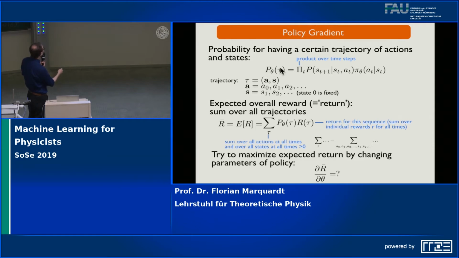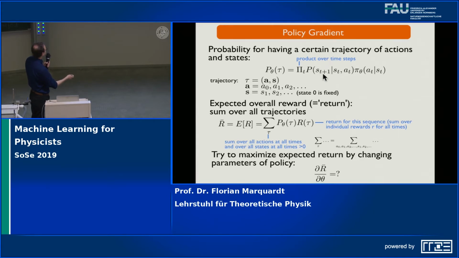So P of tau is supposed to be the probability to observe one particular trajectory, so the probability to observe one particular movie, so to speak. And it's not difficult to calculate. I just have to multiply all the probabilities of the various steps. So maybe the state that I start in is already fixed. Then the next step to take is to evaluate the policy and to ask, okay, what's the probability to take a certain action? And then given this action and also given the current state, what's the probability that my environment makes a transition to a new state s_{t+1}?